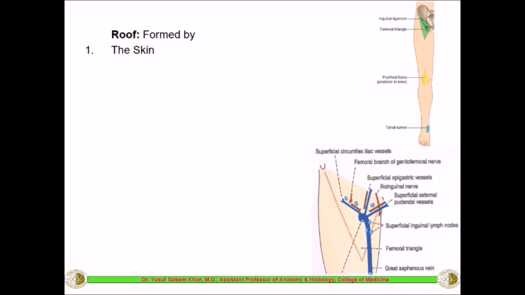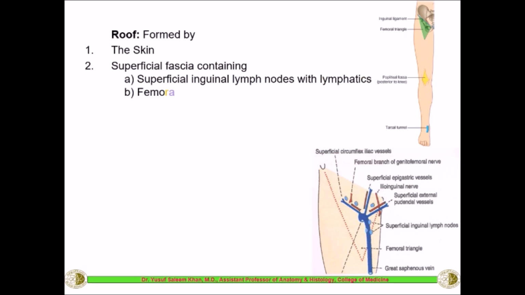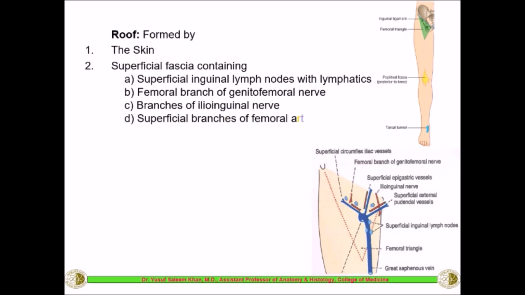The roof is formed by the skin, then the superficial fascia. As you know, as soon as you reflect the skin, you see the superficial fascia. This superficial fascia is important because there are some very important contents. One is the superficial group of inguinal lymph nodes. So here is the inguinal ligament, and around that there are the superficial inguinal group of lymph nodes.